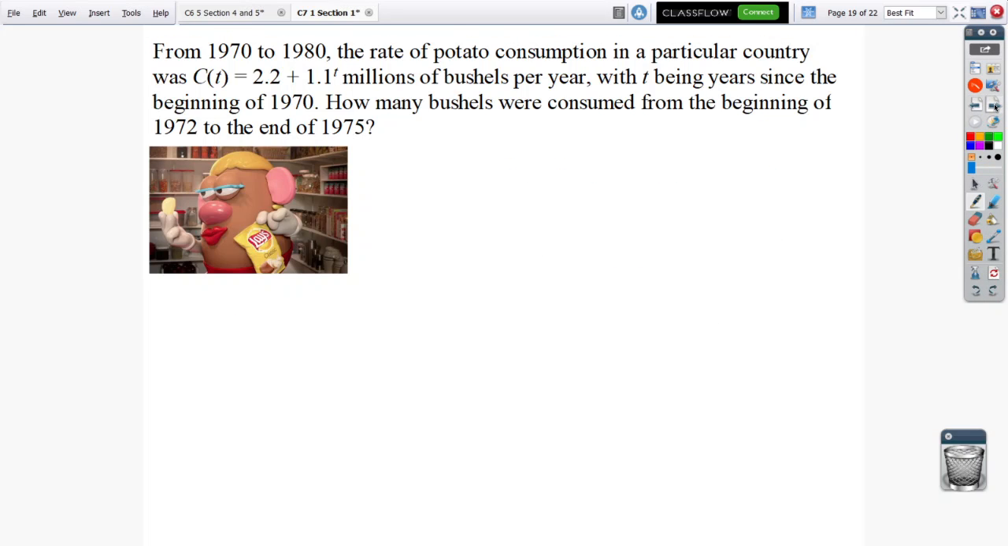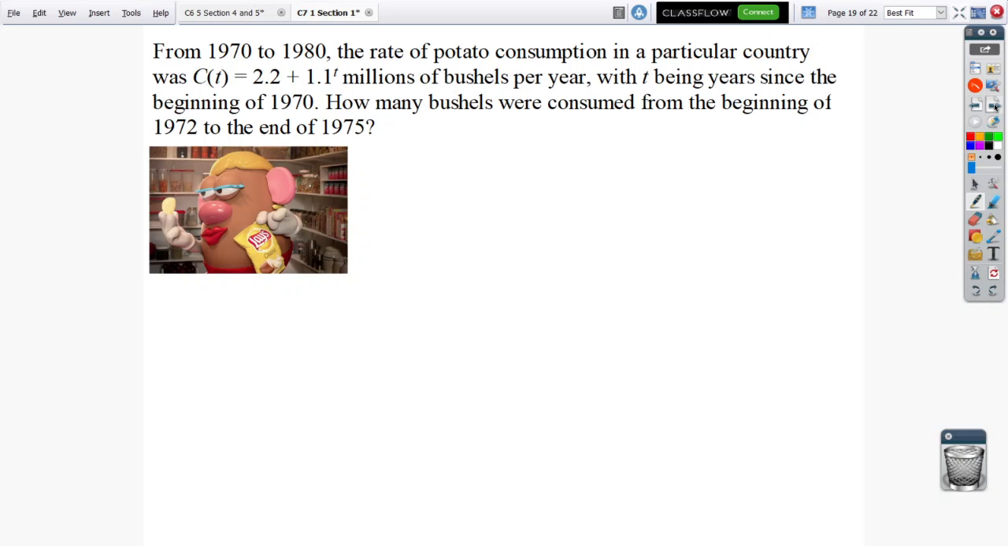We have a rate of consumption of potatoes. So we see from 1970 to 1980, the rate of potato consumption in a particular country was C of t equal to 2.2 plus 1.1 to the t millions of bushels per year, with t being years since the beginning of 1970.